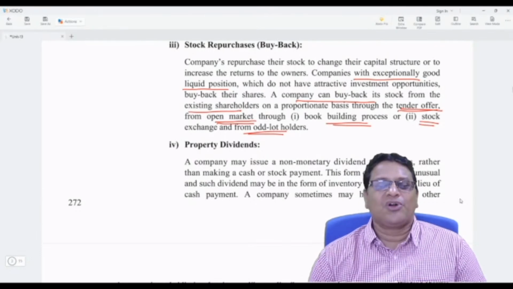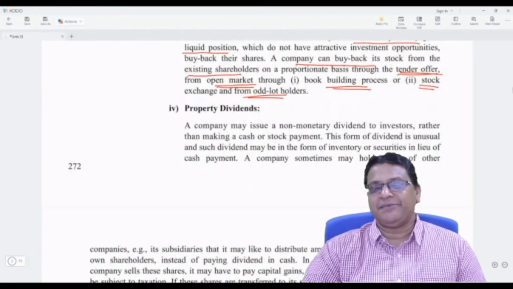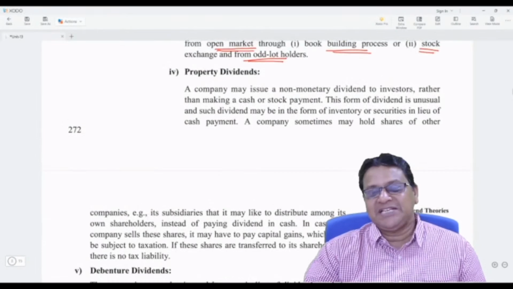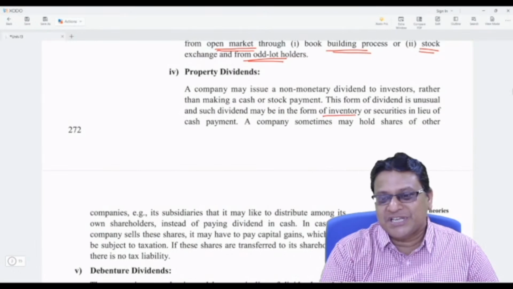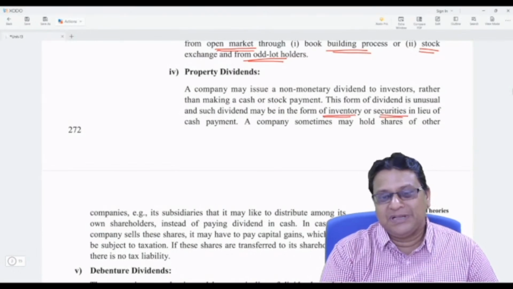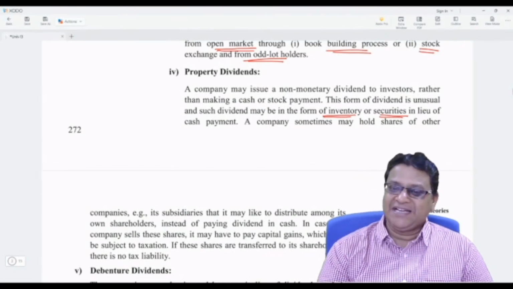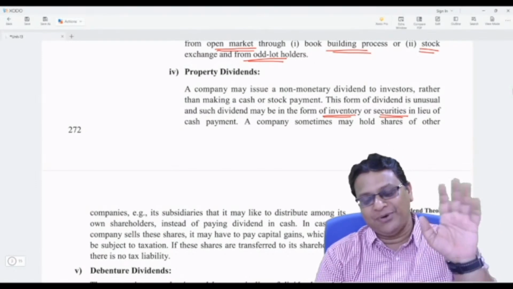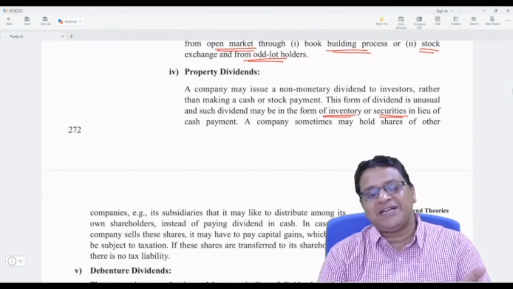That is known as odd lot shareholders. Next, property dividends. What is property dividend? In case of property dividend, the dividend is paid in form of inventory or securities. If there is a cosmetic manufacturing company and it pays dividend by giving a cosmetic pack to its shareholders, this is known as property dividend. This type of dividend is not allowed in Indian Companies Act.